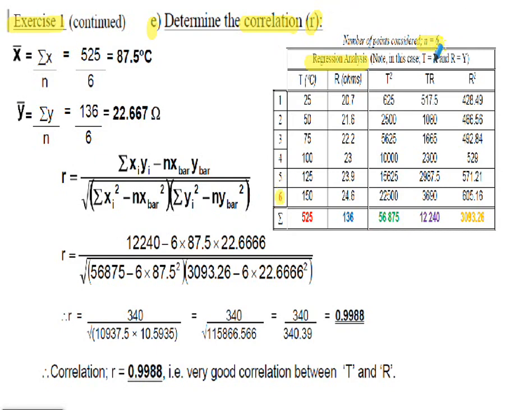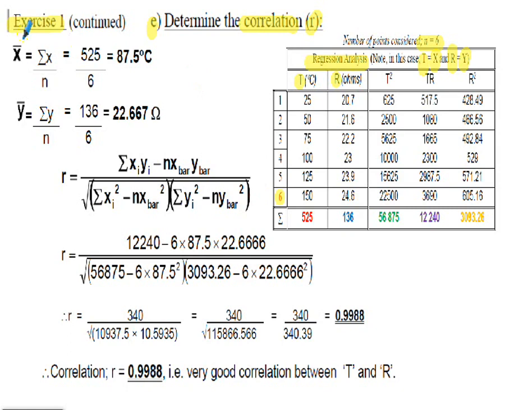Also note that in this case the T, the temperature, is actually equal to X in generic terms, and the R resistance equal to Y in generic terms. We're using the T and R because that was given in the question, but the formulae here are in terms of generic X and Y.